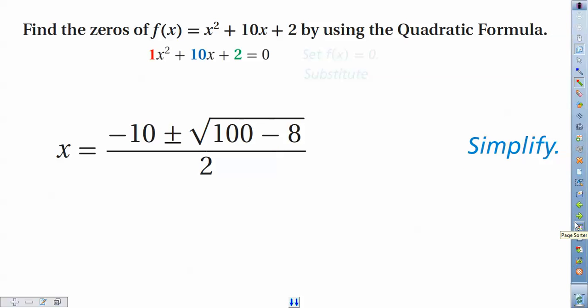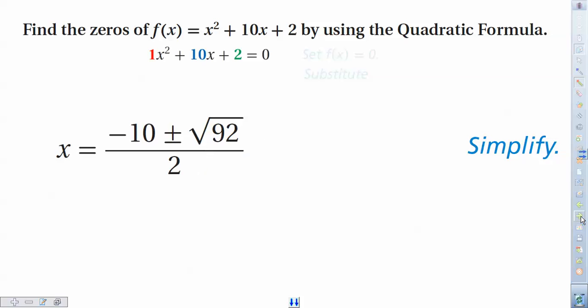And then from there, the big mistake that gets made is lots of times students love to square root the 100 and then square root the 8. Don't do that. You got to subtract those first. Now that's square root of 92.